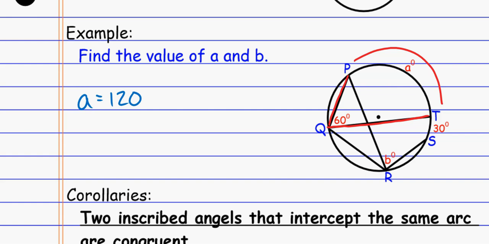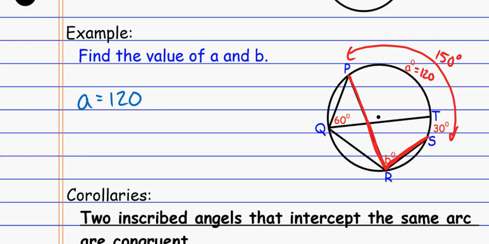Now from here, if we look at B, it's talking about this angle down here. If I highlight this, angle B is this inscribed angle, angle PRS, or angle SRP. That is associated with this entire arc, the arc that goes from P to S, or S to P here. When we think about the measurement of that entire arc, we already identified that A is 120, so that entire arc is 150. If the measurement of the arc is 150, the measurement of the inscribed angle has to be half of that, which is 75. So that's our value for B.